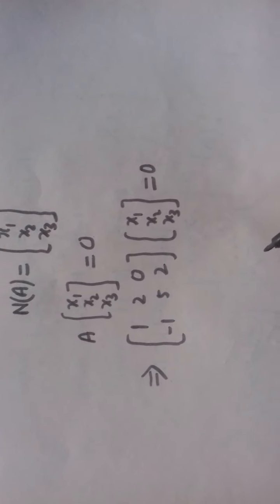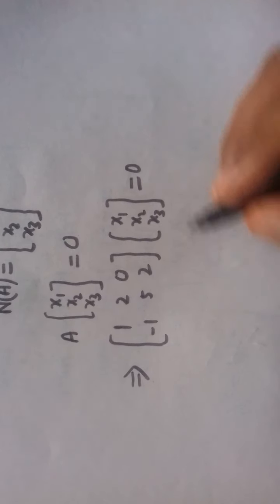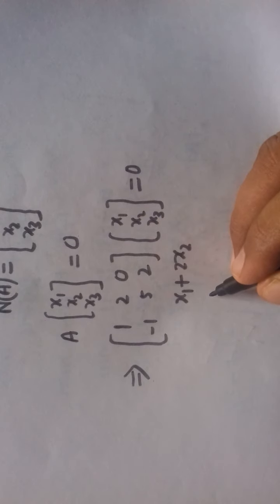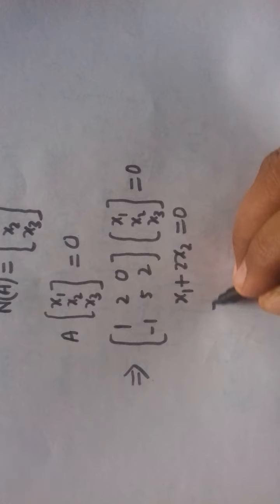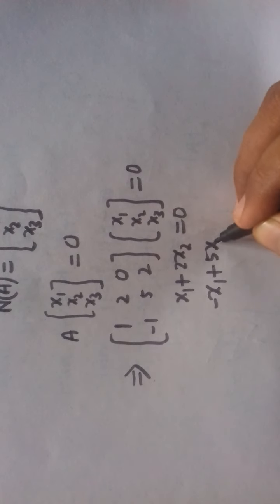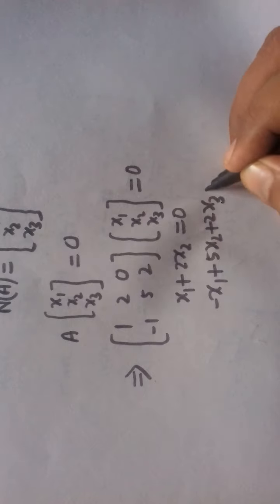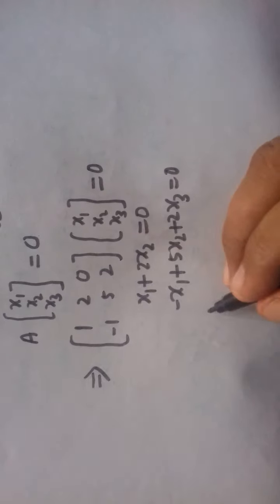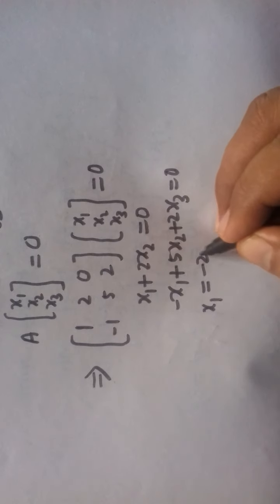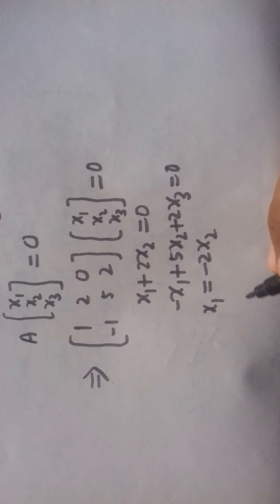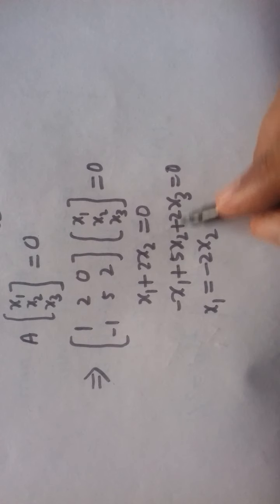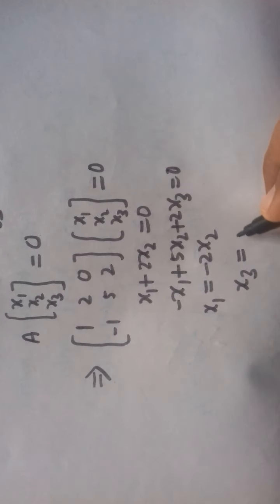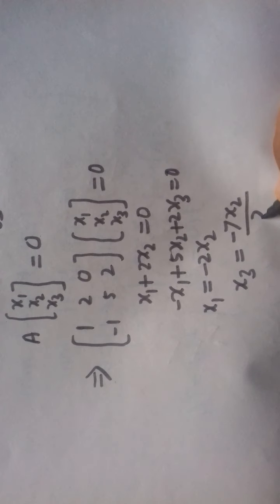From this we get two equations. One is x1 plus 2x2 equals 0, and the second is minus x1 plus 5x2 plus 2x3 equals 0. From these two equations we have x1 equals minus 2x2 from the first equation, and putting x1 in the second equation we have x3 equals minus 7x2 by 2.